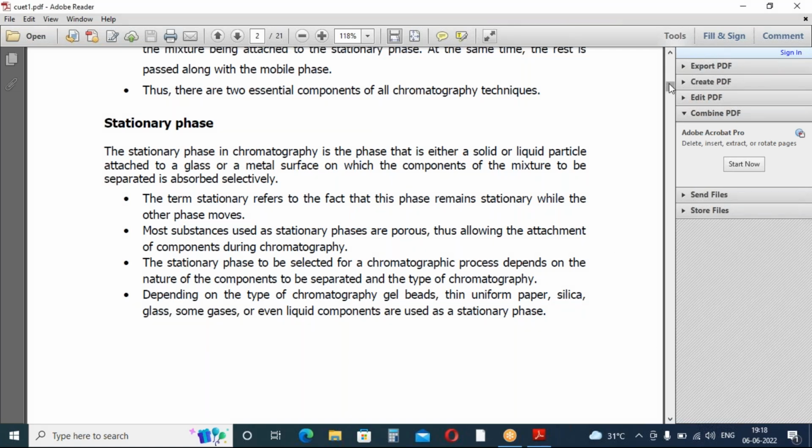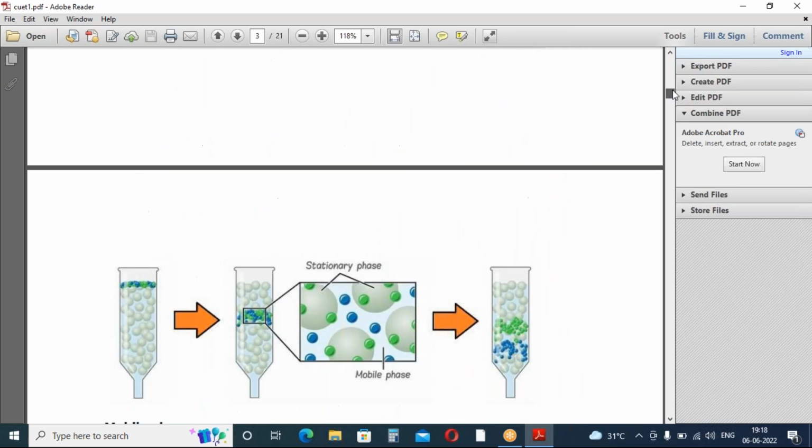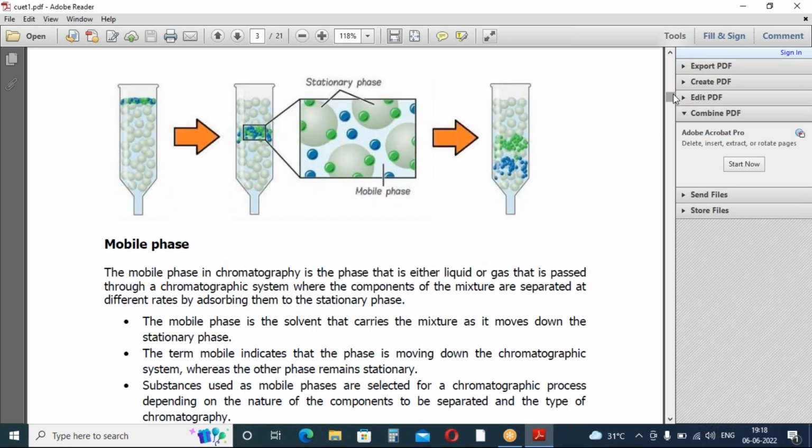Next is the mobile phase. Mobile means the moving phase, and it may be either a liquid or a gas that passes through the chromatography system. Here we are considering two phases: one is the non-mobile phase, and the other is the mobile phase. The mobile phase goes through the non-mobile phase, and that causes the separation of the mixture, which is mainly based on the different characteristics.